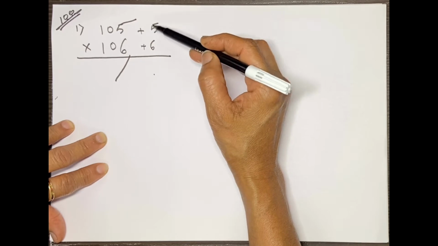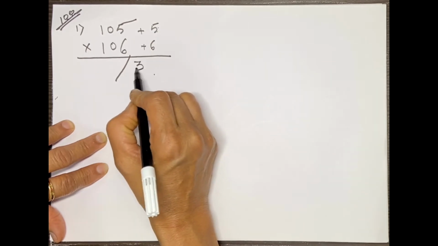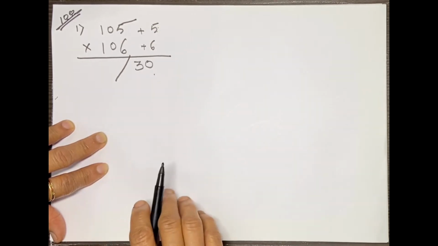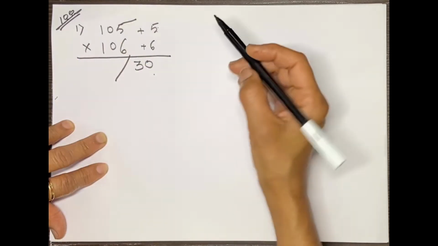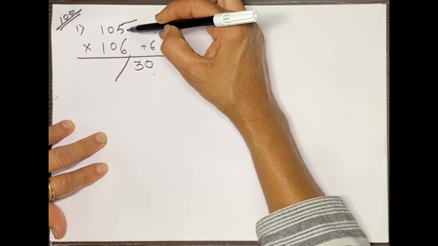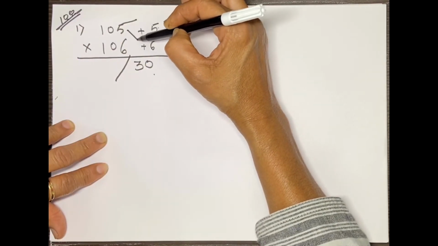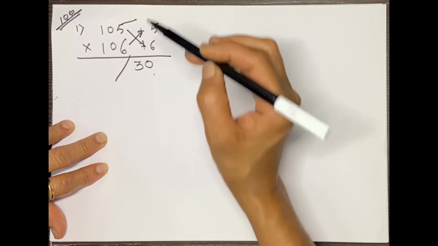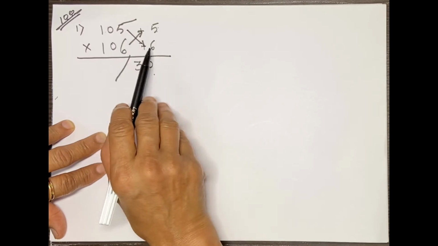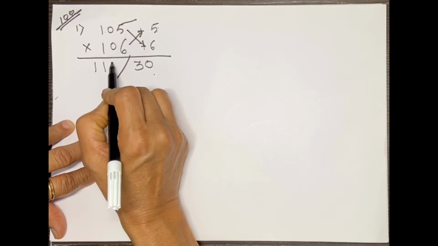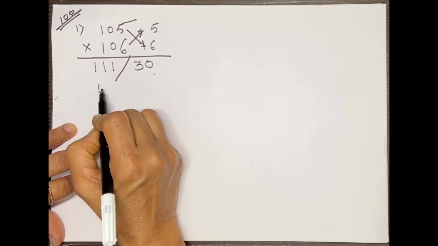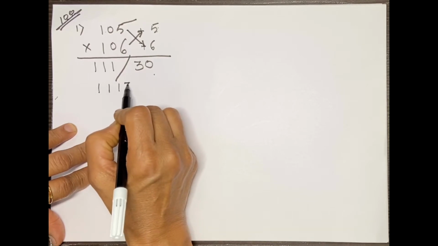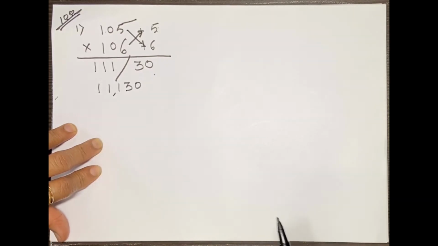We have to multiply these two numbers. 5 sixes are 30. That is our right hand side. And now the left hand side: 105 plus 6 or 106 plus 5. So, 105 plus 6 is 111. So, our answer is 11,130.